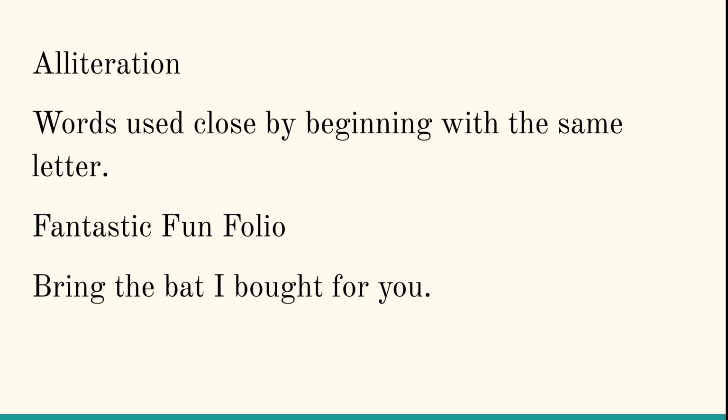Now we will discuss three poetic devices. Now the first one is alliteration. Words used close by beginning with the same letter. So they have the same beginning sound. Fantastic fun folio. Bring the bat I bought for you. In the first example, we have the repetition of the sound f, f. Fantastic fun folio. Bring, bat, and bought. They all begin with b sound. So alliteration is when we begin the words with the same letter. We have the same beginning sound.